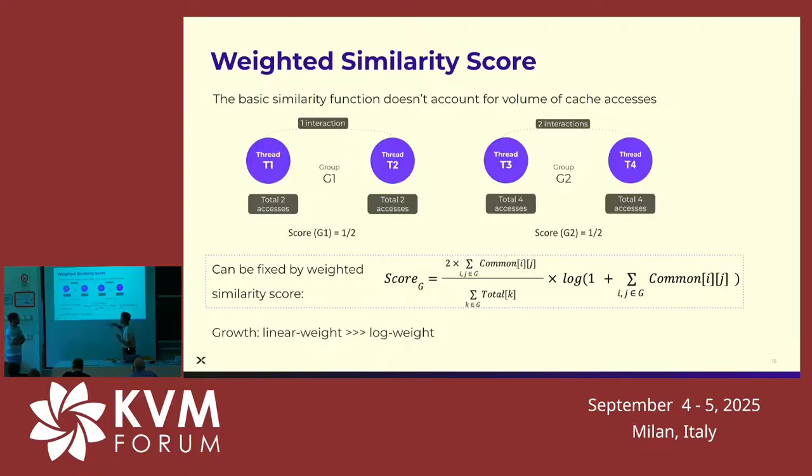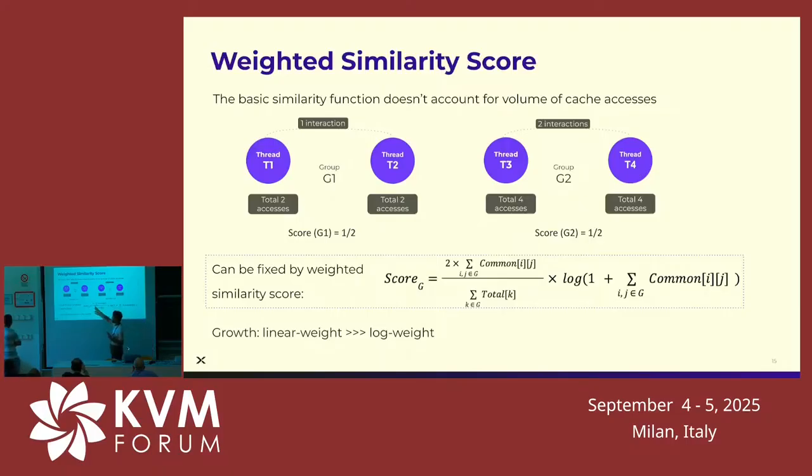So this is the problem with the basic similarity function, that it doesn't account for the volume of cache accesses. And so we tried to fix this by adding a log weight to our basic similarity score. So this is how our new similarity function looks. Now this can fix the above problem. Also, the growth rate of the log function is slower than a linear weight. That's why we use log, so that this factor doesn't overshadow the basic similarity among the thread groups.